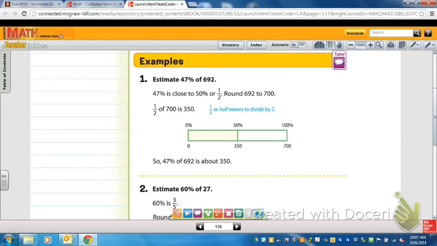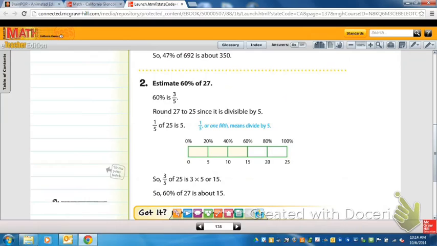Here I have an example. Estimate 47% of 692. We're going to round: 47% is closest to 50%, or half, and 692 is closest to 700. Half of 700 would be 350, so your answer is about 350. We're not looking for the exact amount, we're looking for estimates.